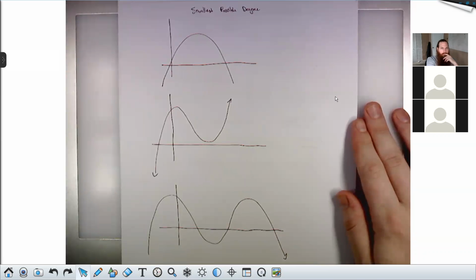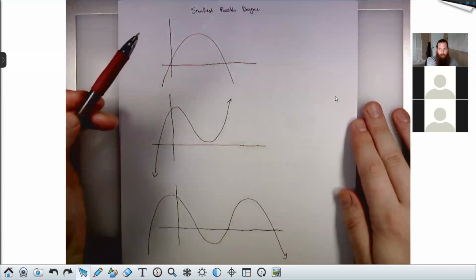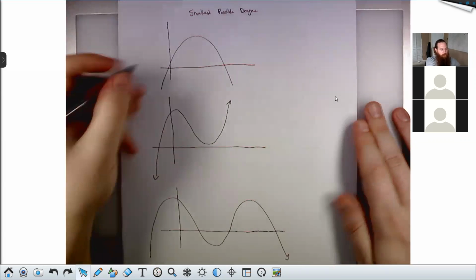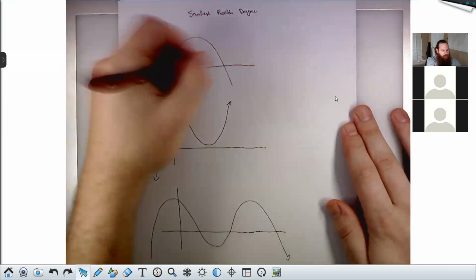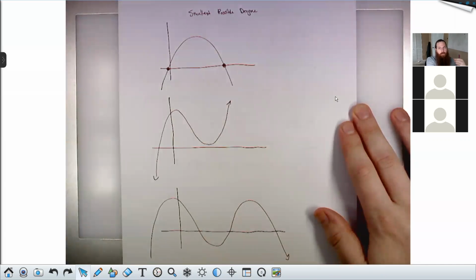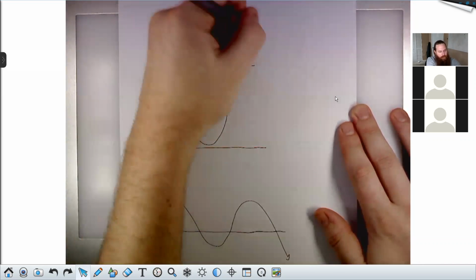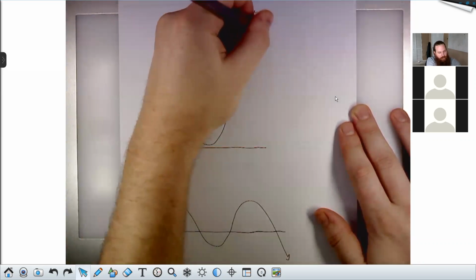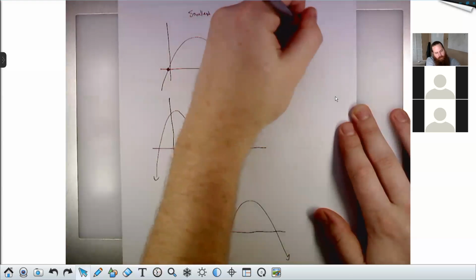What does this look like to you? It's like a parabola, right? Quadratic. The smallest possible degree here is 2 for several reasons. You've got 2 x-intercepts, which means you gotta have at least 2 factors. If you got 2 factors, you gotta be at least quadratic. So smallest possible degree is 2.